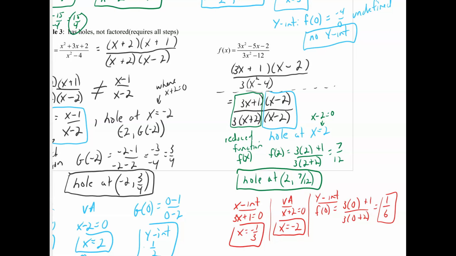So I found f of 2 for that reduced function, and I got 7 over 12. And that's the y coordinate of the hole. So I have a hole where the x coordinate is 2, y coordinate is 7 over 12. X-intercept, I focused on the numerator of my reduced function, and I got negative 1/3. Vertical asymptote, I focused on the denominator of my reduced function. I got x equals negative 2. Y-intercept, I just used the reduced function to find f of 0, and I got 1/6. Okay, that's it. I hope you found this video helpful.